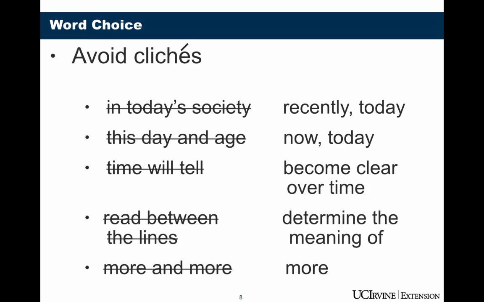And then here are a few other examples. Time will tell, read between the lines, and more and more. More and more is a cliche, and it's not necessary to use that expression. Just say more. You might be wondering why the words on the left are not okay. They sound like good English. Well, they would be okay probably in speaking. We hear them all the time. But because they're cliche, we want to avoid them in our writing.